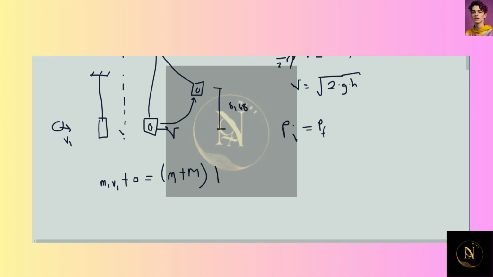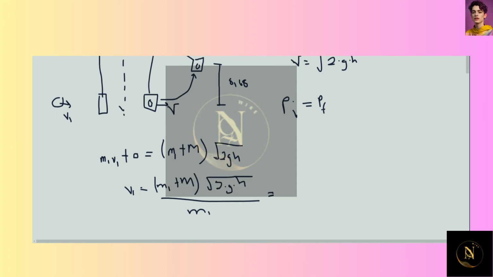And that velocity we've already found as the square root of 2gh. So to find this v1, it's going to be equal to m1 plus M, which is the mass of the pendulum, times the square root of 2 times g times h, over m1.